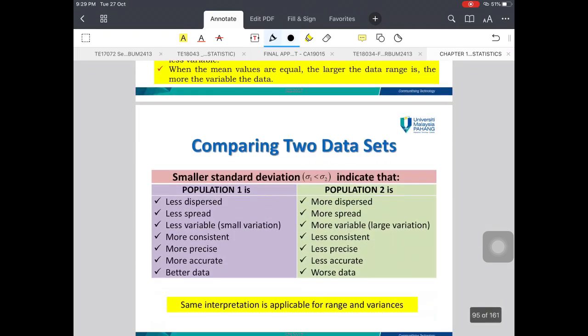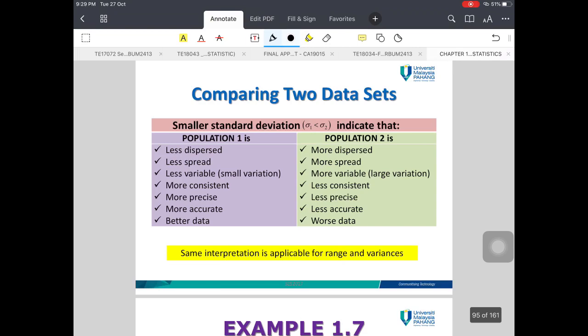So to compare two data sets, you may use some standard statements to answer the question or to interpret your result, like this one. Sometimes you can say population 1 is less dispersed, less spread, less variable, more consistent, more precise, more accurate, or better data. And then for population 2, more dispersed, more spread, more variable, less consistent, less precise, less accurate, or worse data.